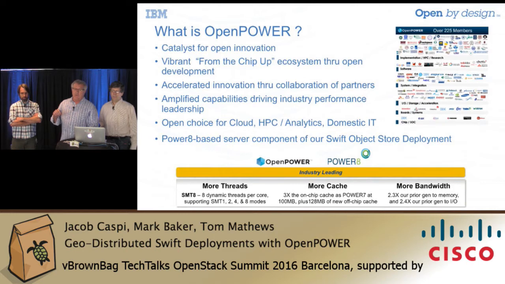The other super important element of it is it's about collaboration of partners. There's a large number of partners and participants in the OpenPOWER consortium, people building stuff at each level: microprocessors, systems, firmware, middleware in the environment, and so forth. That's an important element of it. It's also about scale-out environments as well: cloud, HPC, analytics, and domestic IT elements that work well in a scale-out environment.